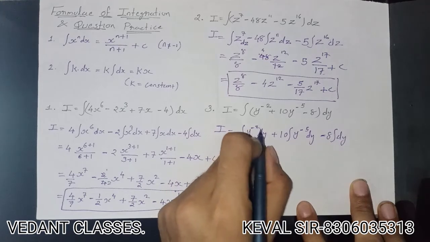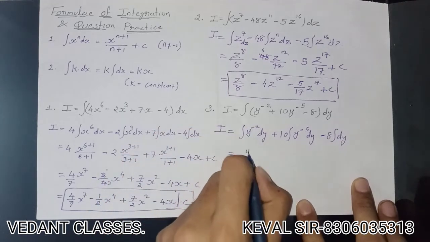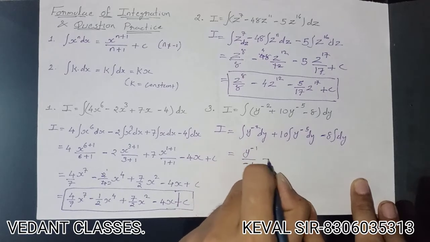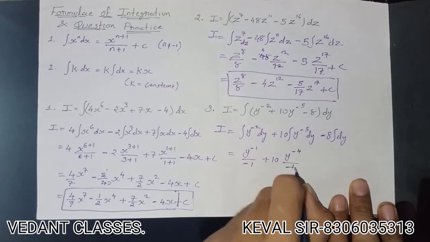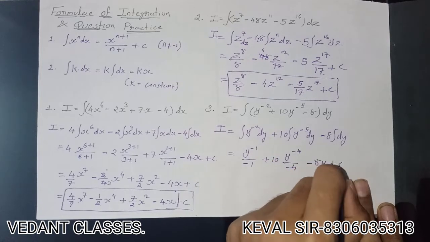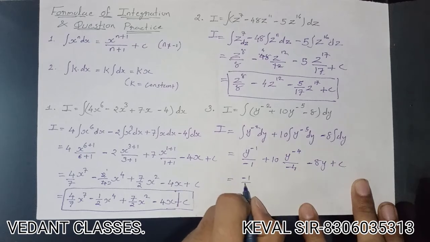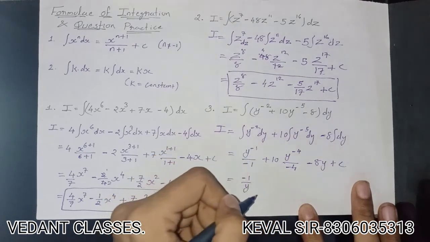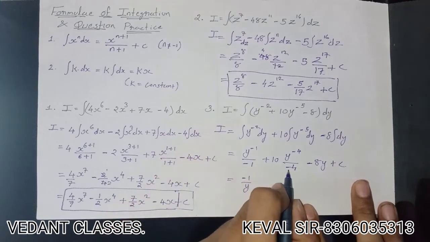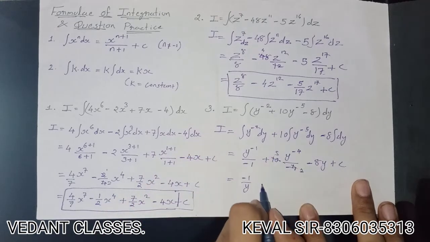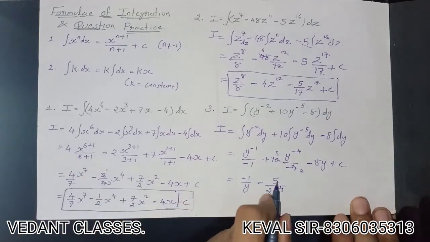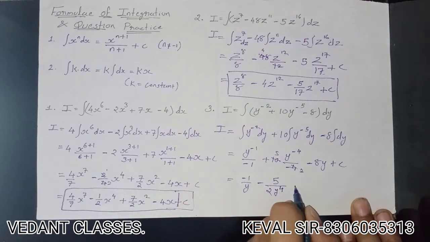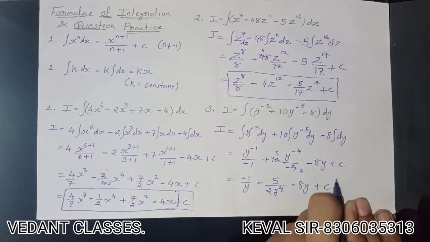So if you increase the power by one it will be minus 1, so this will be y raised to minus 1 upon minus 1, plus 10 times y raised to minus 4 upon minus 4, minus 8y plus c. So simply this will be minus 1 upon y, since y raised to minus 1 is 1 by y, and we need to put this negative sign. This will be 2 and 5, so this will be minus 5 by 2. Taking y raised to minus 4 to the denominator, this will be y raised to plus 4. So this term will be minus 5 by 2 into y raised to 4, minus 8y plus c.